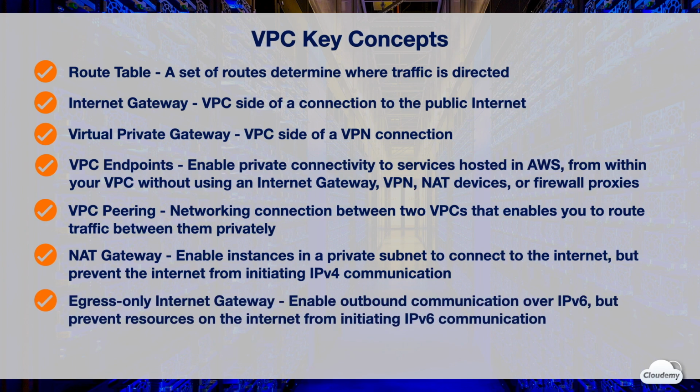Egress-only Internet Gateway is a horizontally scaled, redundant, and highly available VPC component that allows outbound communication over IPv6 from instances in your VPC to the Internet, and prevents the Internet from initiating an IPv6 connection with your instances. Because IPv6 addresses are globally unique, they are public by default. If you want your instance to be able to access the Internet, but you want to prevent resources on the Internet from initiating communication with your instance, you can use an egress-only Internet Gateway.